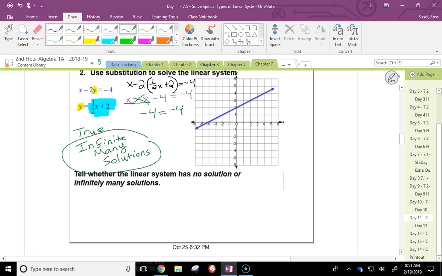Now, I will show you one extra step because for some reason I always have people do this. They get to -4 equals -4 and they don't stop. And they go, okay, well, I need to add 4.